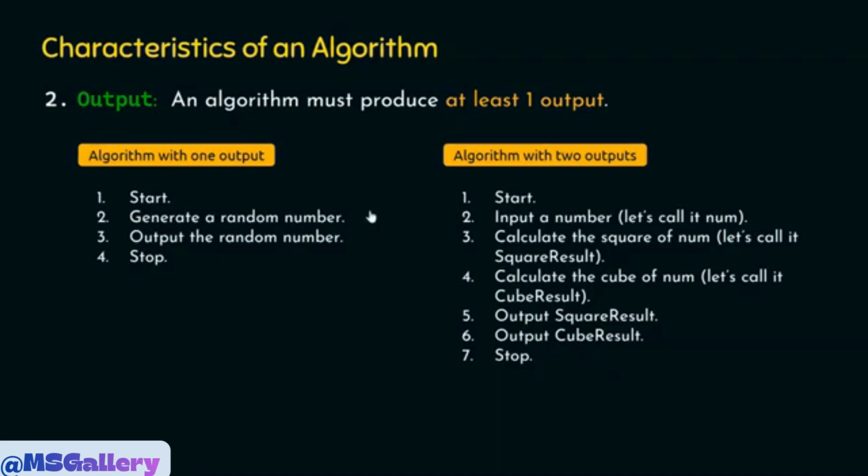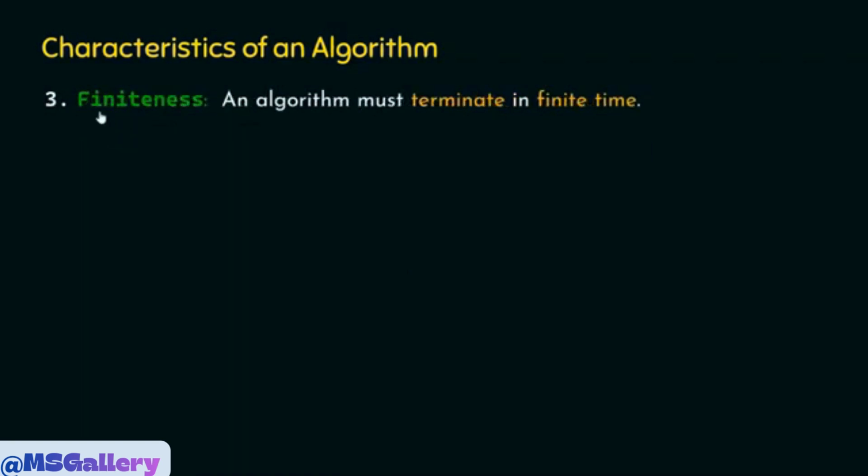Now let's move to characteristic number 3, which is finiteness. An algorithm must terminate in finite time. If an algorithm takes forever to run, then we do not consider it as a valid algorithm. That algorithm is invalid. So, in order to say that an algorithm is valid, it must terminate in finite time.